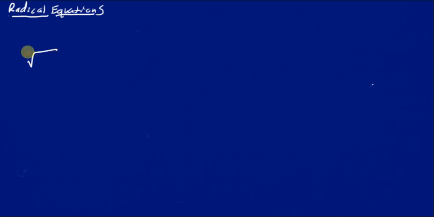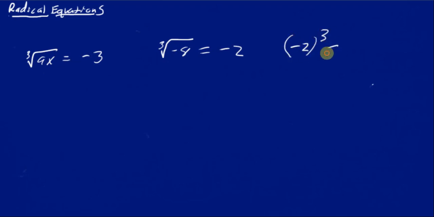So if I got a cube root of, let's say, 9x equals negative 3, I can't say no solution here, because if I take the cube root of negative 8, that equals negative 2, because a negative 2 cubed is equal to negative 8. So I can take the odd index of negative numbers. I just can't take the even index of negative numbers.